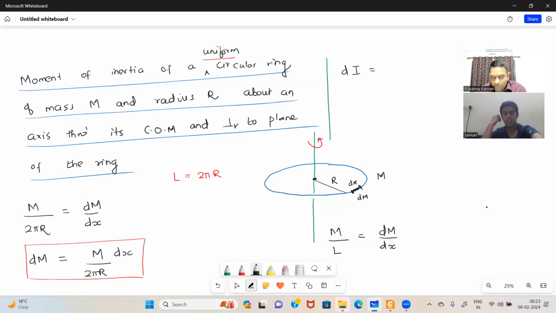M into r squared. And what is r? The distance. Distance, what distance? Distance between your house and college? No, the distance between dx and the center of mass. Not center of mass, not necessarily. Axis of rotation. In this case, it's becoming the center of mass because the axis of rotation is also there. But in general, what is that r? r is the distance between dx and the axis of rotation.